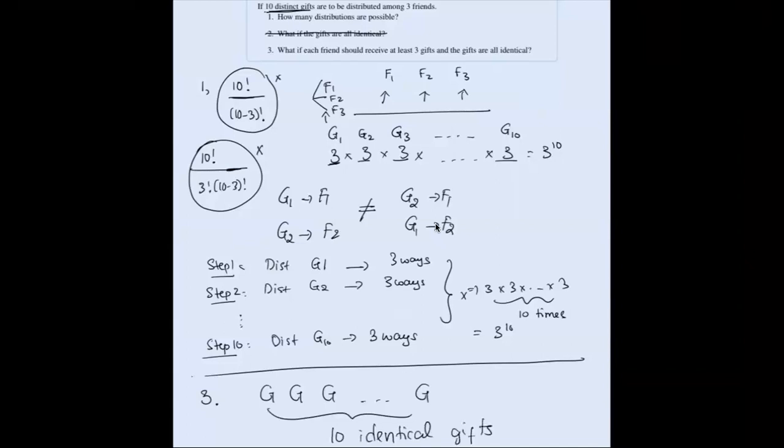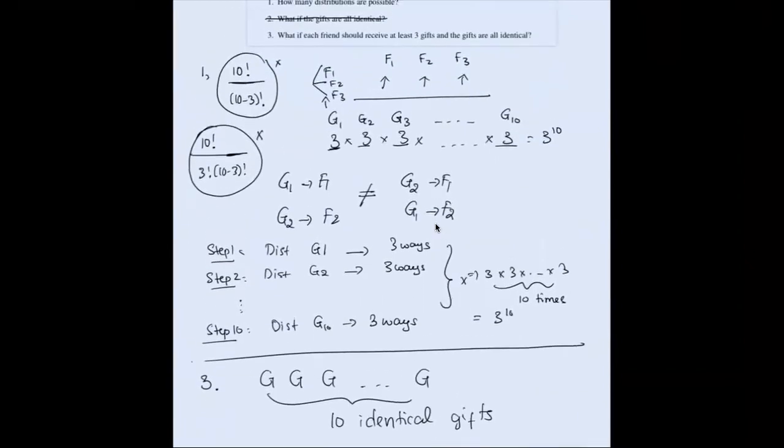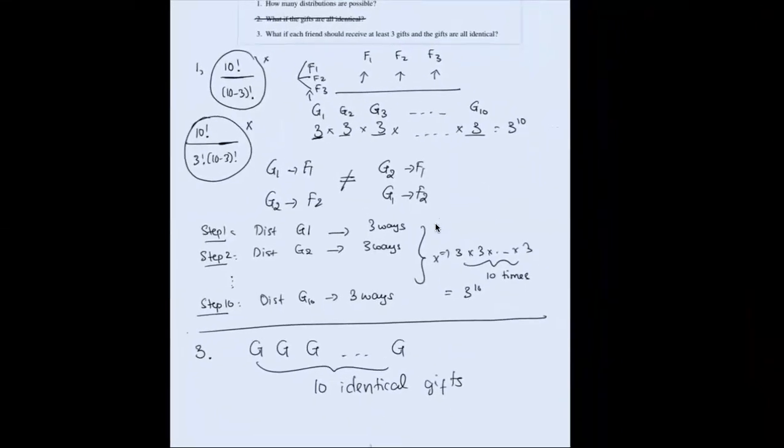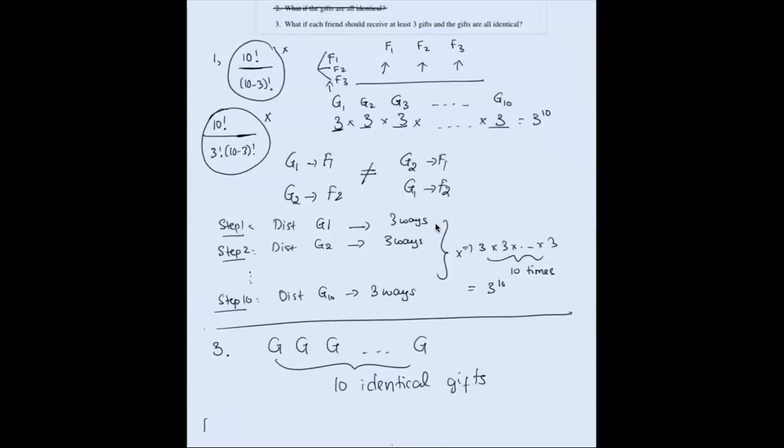You want to distribute it such that each friend has at least 3 gifts, right? So in real life, how would you do that to make sure that the condition is satisfied? How would you distribute for friend one, friend two, and friend three to make sure that each of them will receive at least 3?